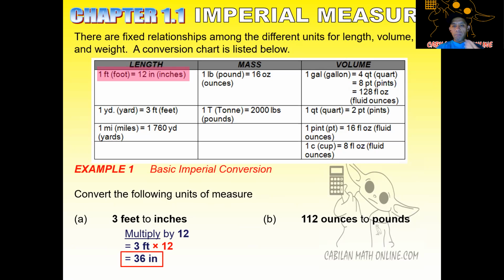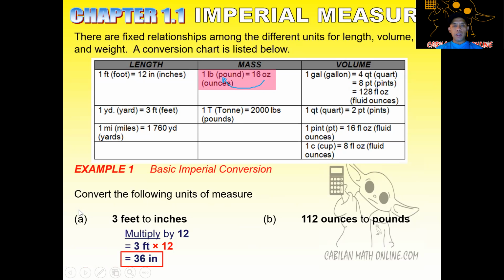Now, 112 ounces to pounds. If you do a quick glance at the conversion table, you notice that ounces and pounds belong in the mass column. So in this next example, we're going to use this conversion over here where we're going from pounds to ounces. However, the question is asking me to go from ounces to pounds. So since we're going from ounces to pounds, we're going this way over here, backwards.